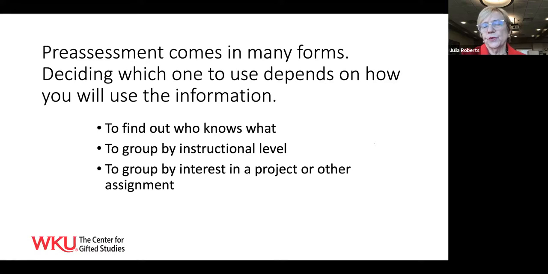And it allows you to group by interest in a project.